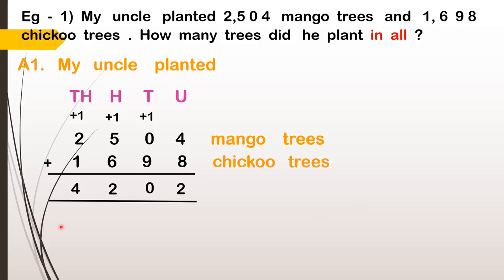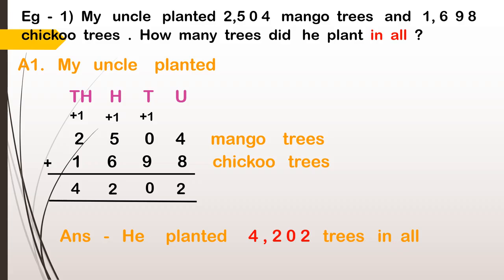Now, my sum is not over yet. A problem is completed only when you write the last statement. The last statement will come from the question over here. How many trees did he plant in all? So you have to write the answer. He planted 4,202 trees in all. In all, remember, you add. So that's how I get the answer.